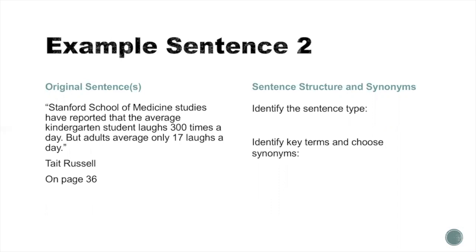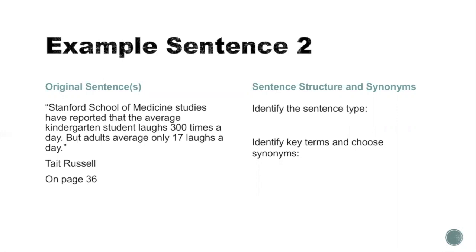And you'll get practice doing this also in the discussion this week, where you'll be asked to use one of the quotes that's included and to write your own paraphrase. So here's the original sentence for this practice activity. Stanford School of Medicine studies have reported that the average kindergarten student laughs 300 times a day, but adults average only 17 laughs a day. That's kind of sad, right? To think about how much laughter we lose as an adult versus as a child, how much laughter children have.